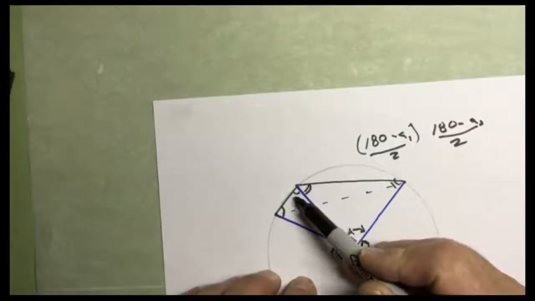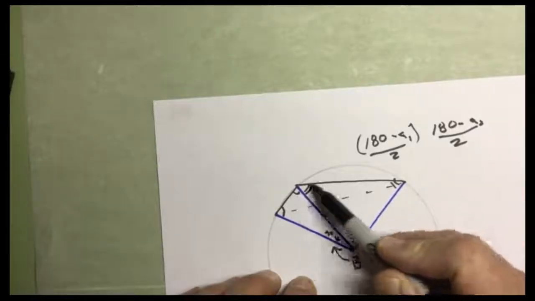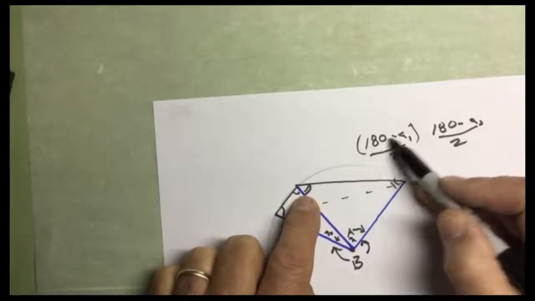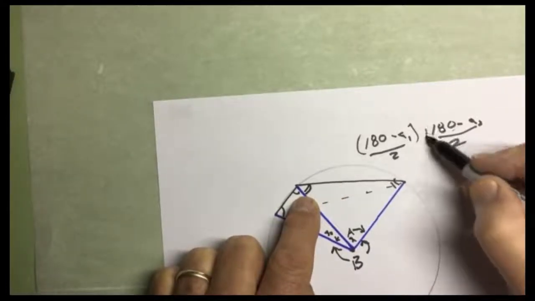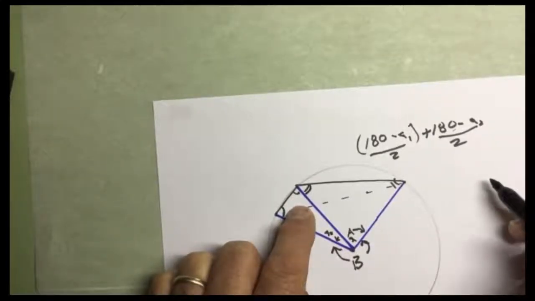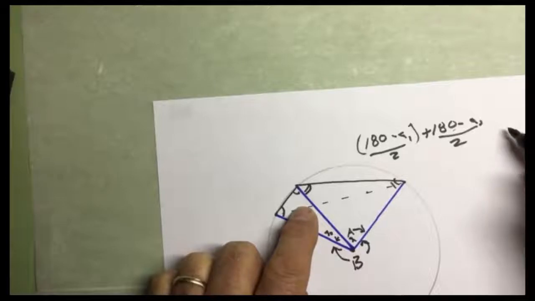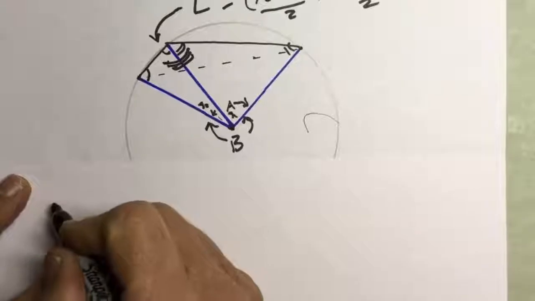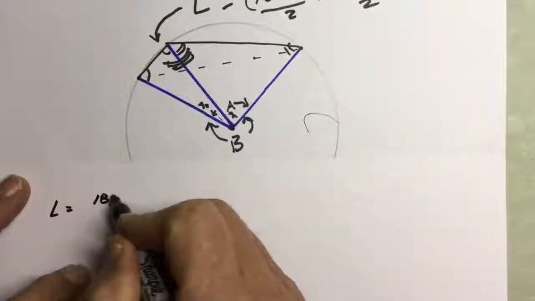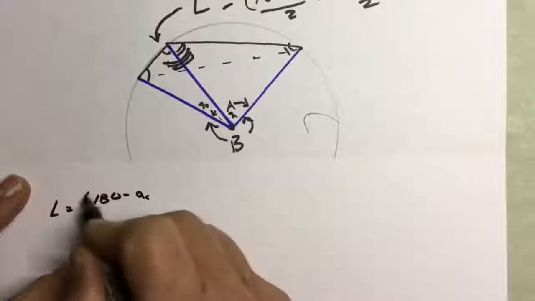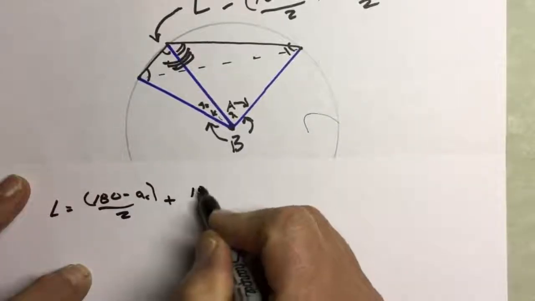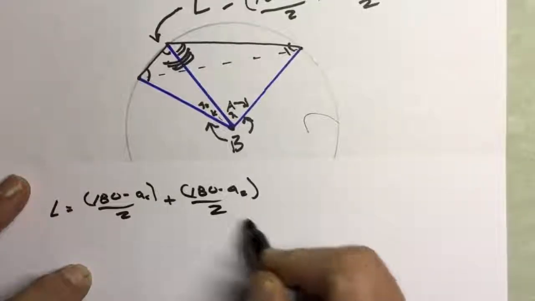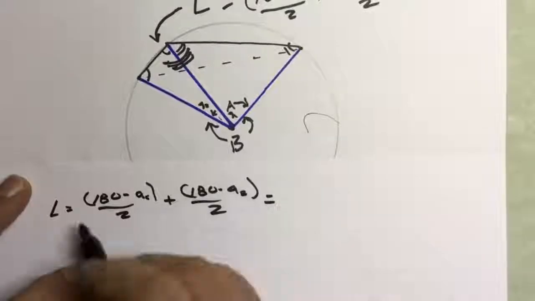Now we have enough information to determine what this angle is. It's the sum of these 2 isosceles triangle angles, which is these 2 angles, so we can add them together to get that angle. We'll call that angle L for our long compass angle. So our angle L is equal to (180 degrees minus A1) divided by 2 plus (180 degrees minus A2) all divided by 2. And we can simplify that.